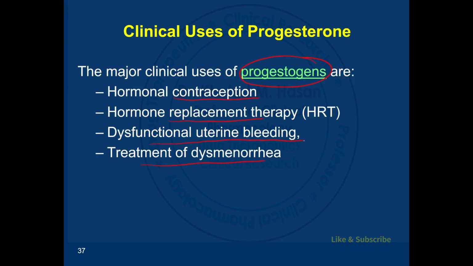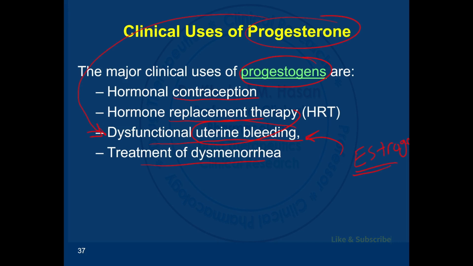If you go back to the previous slide, you can find that estrogen causes uterine bleeding. On the other side, progesterone is used to treat bleeding. So we have opposite action: estrogen causes uterine bleeding, and progesterone could be used for treatment of dysfunctional uterine bleeding.